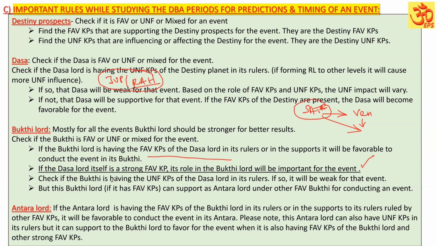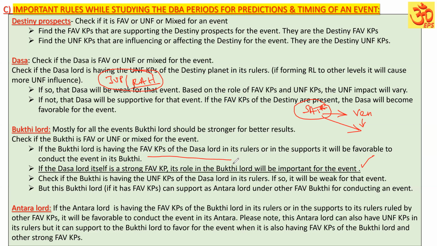Check if the Buddhi lord is having the unfavorable key planets of the dasa lord in its rulers. If so, it will become weak for that particular event. So we were talking about favorable key planets. If the Buddhi lord is having favorable key planets of the dasa lord, it is going to be favorable. Similarly, if the unfavorable key planet of the dasa lord is ruling the Buddhi lord, that Buddhi lord will become weaker. Please understand, if the Buddhi lord is having any unfavorable key planet for the event, it will become weak. But if it is having an unfavorable key planet of the dasa lord, that will become even weaker.